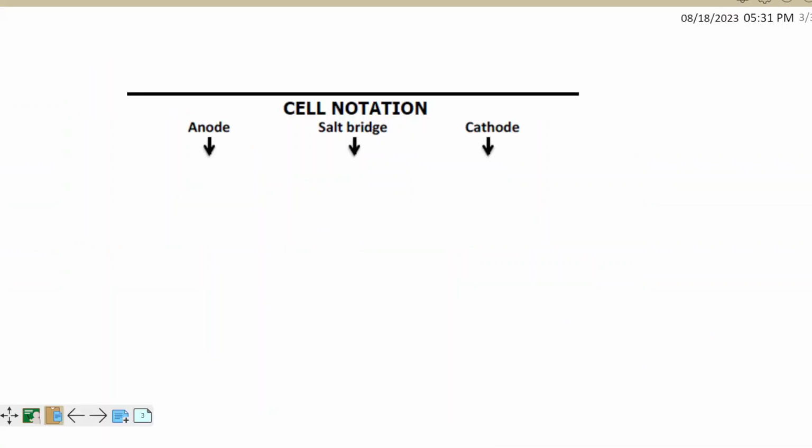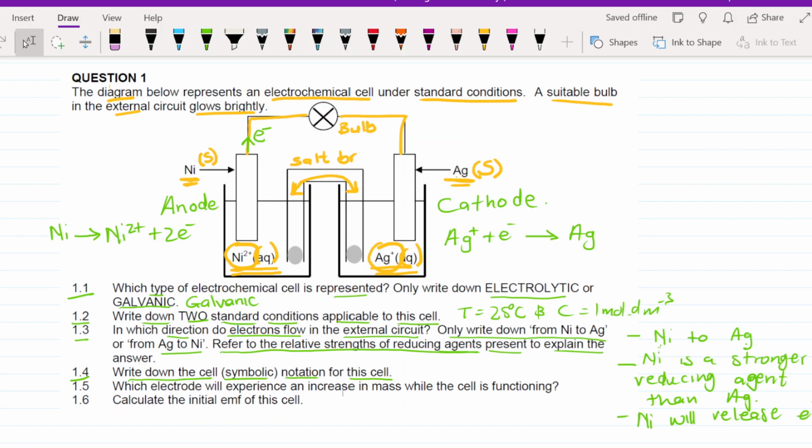Okay, there are guidelines now for the cell notation. These are the guidelines. So when you write your cell notation, you must first look at the anode cell, and then in between there's a salt bridge, and then on the right there's a cathode. Always the anode must be on the left and the cathode must be on the right. So what do we have on the anode? We know that on the anode we have the nickel. And what do we have on the right, on the cathode? We have the silver.